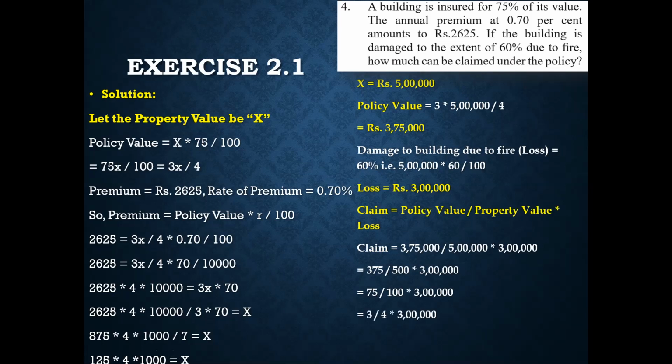Then I've divided 75 and 100 by 25. So 3 by 4 into 3 lakh. Then 4 ones are 4, 75 by 25 gives you 3, so 3 into 75,000. Answer is 2,25,000. So the claim which you can ask for is 2,25,000 out of the loss of 3 lakh rupees which you suffered. So is the sum clear, class?